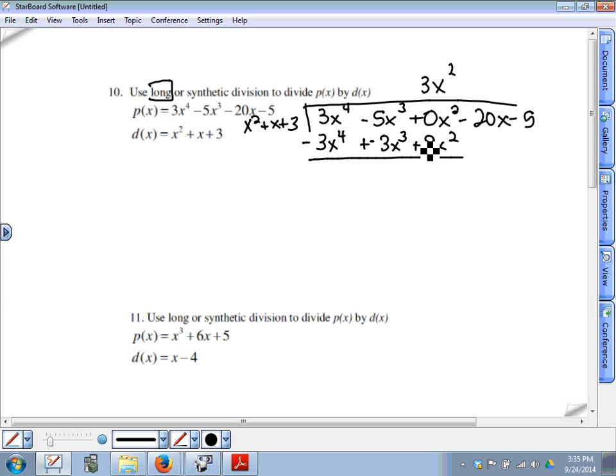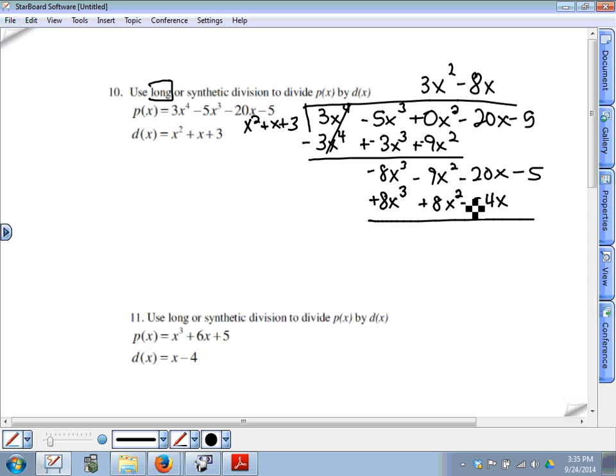Draw the line, switch all the signs. Leading terms cancel. This makes negative 8x to the 3rd minus 9x squared. Drop down the rest and start again. To turn x squared into negative 8x cubed requires negative 8x. So we make negative 8x cubed minus 8x squared minus 24x. Draw the line, switch signs, leading terms cancel. This is negative x squared plus 4x. Drop down the negative 5.